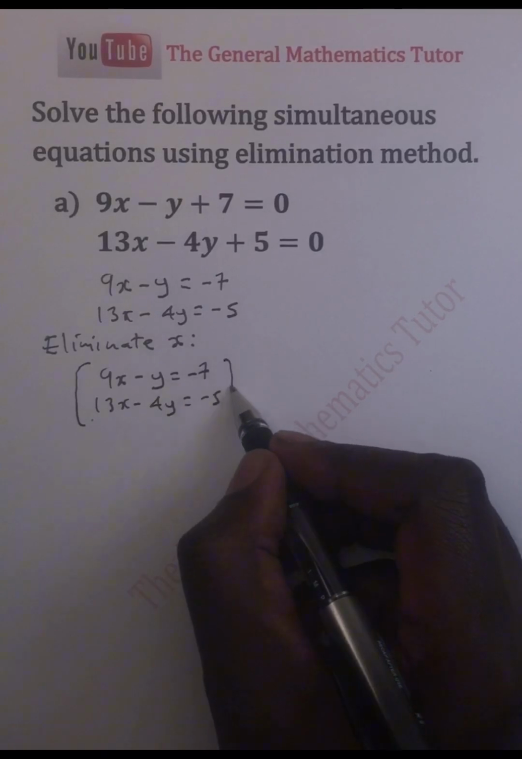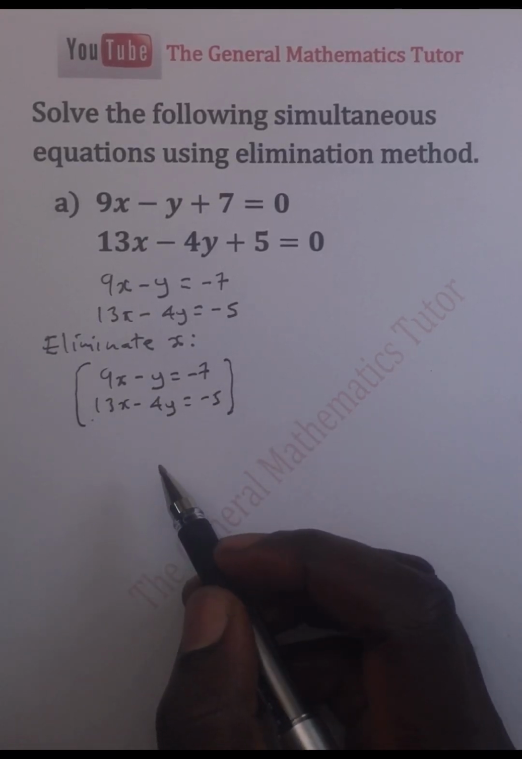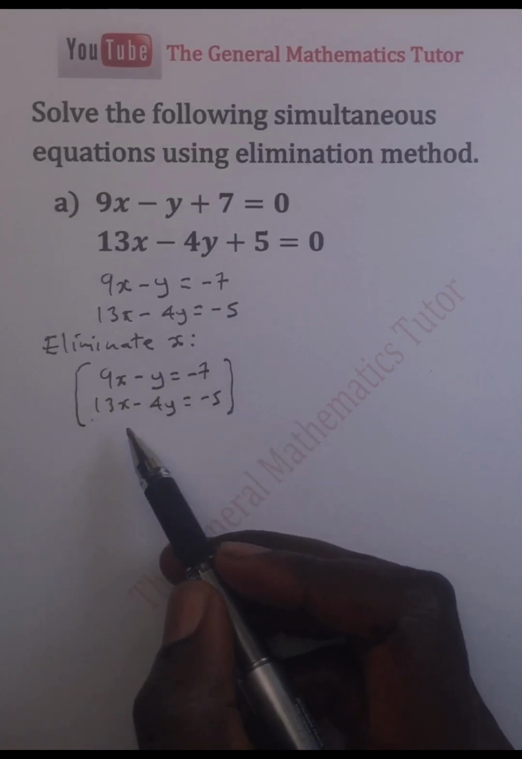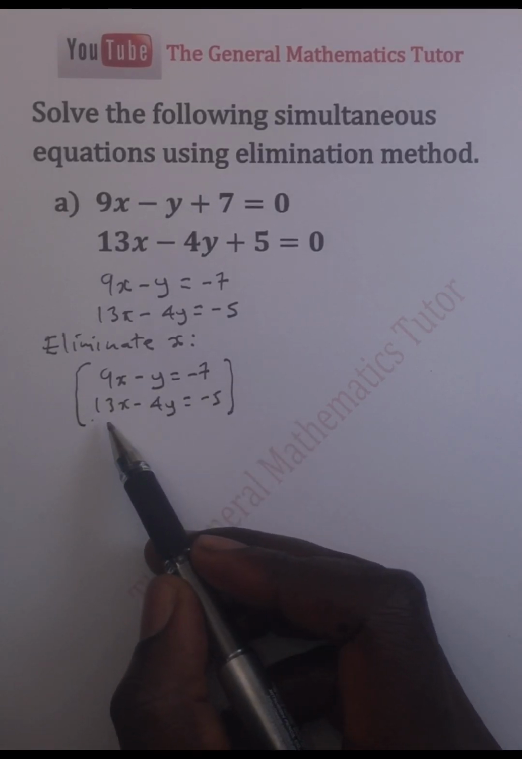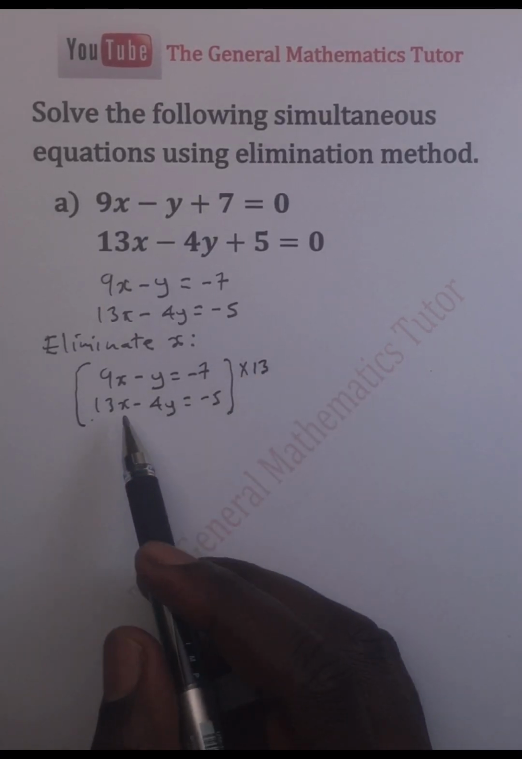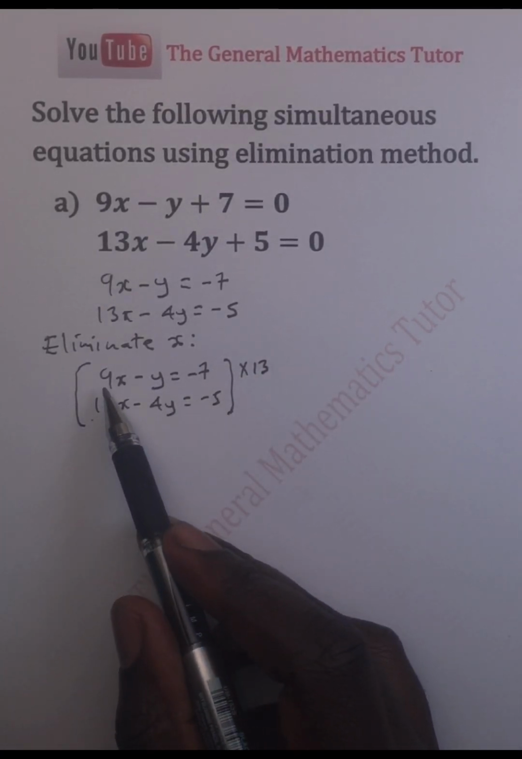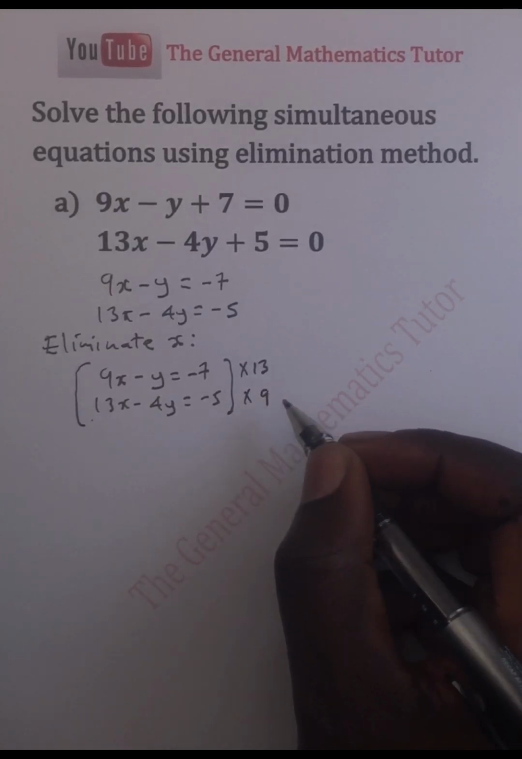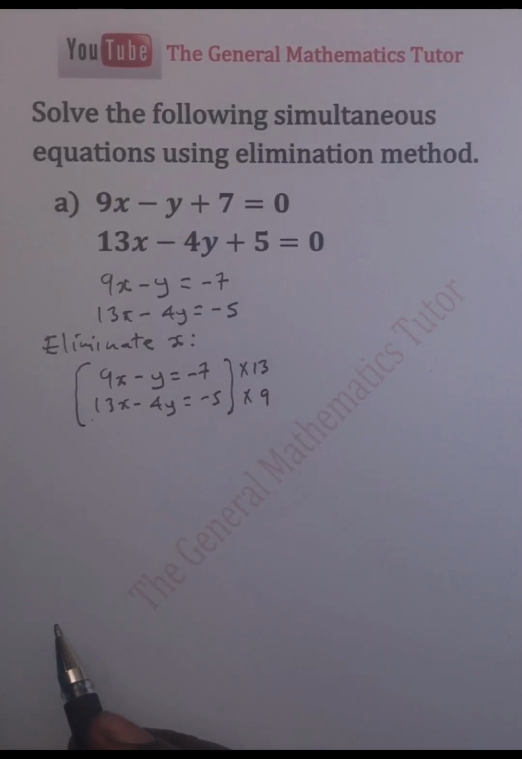So for us to make sure that the coefficients of x are the same, we just cross multiply. We multiply the first equation by the coefficient of x in the second equation. So the first equation will be times 13, and then we multiply the second equation by the coefficient of x in the first equation. So we multiply that by 9.